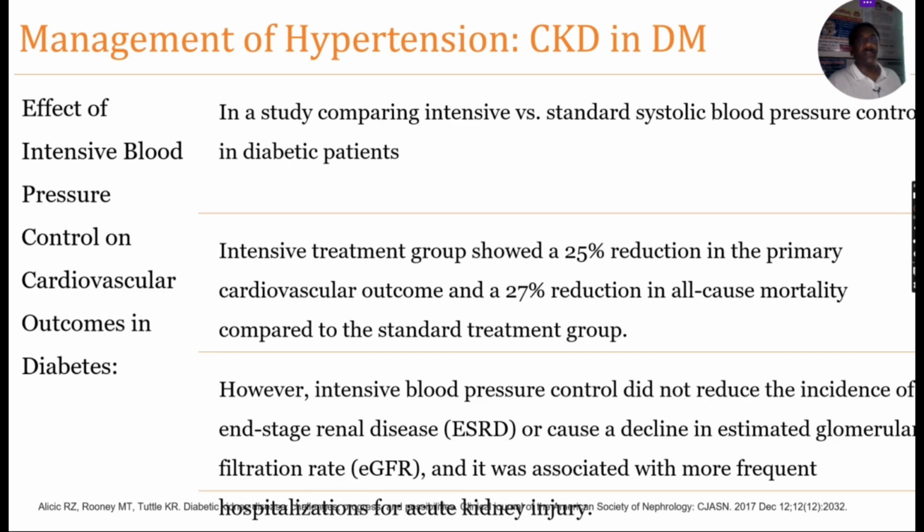In this study, intensive BP control was compared with standard BP control in diabetic patients. The intensive treatment group showed a 25% reduction in primary cardiovascular outcomes and a 27% reduction in all-cause mortality compared to the standard treatment group. So you all agree with me that good blood pressure control is always needed in our diabetic individuals. Intensive means keeping the blood pressure below 130 systolic, diastolic around 80. Standard means less than 140 and less than 90. So always better at systolic 130 and diastolic 80 compared to 140 and 90.